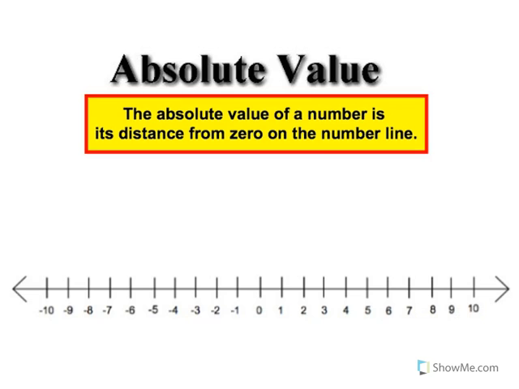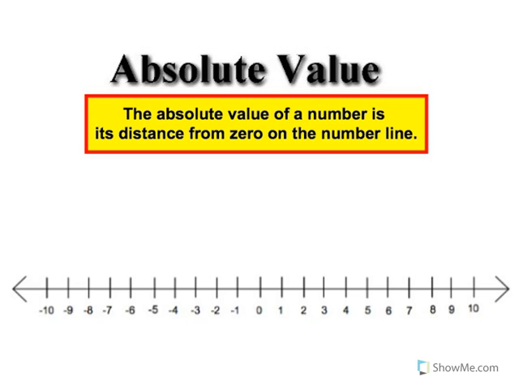All right, today's topic, absolute value. And all absolute value is the distance away from zero. Here I went ahead and added a number line so you can get a better understanding of what it looks like. So I'm going to read the definition and I'm going to give you examples. The absolute value of a number is its distance from zero on the number line.